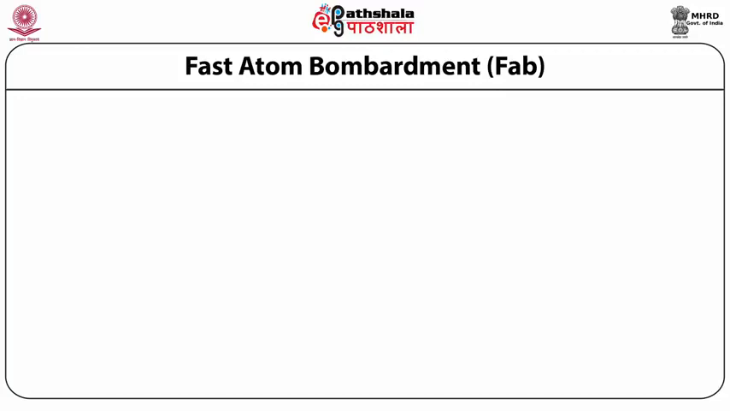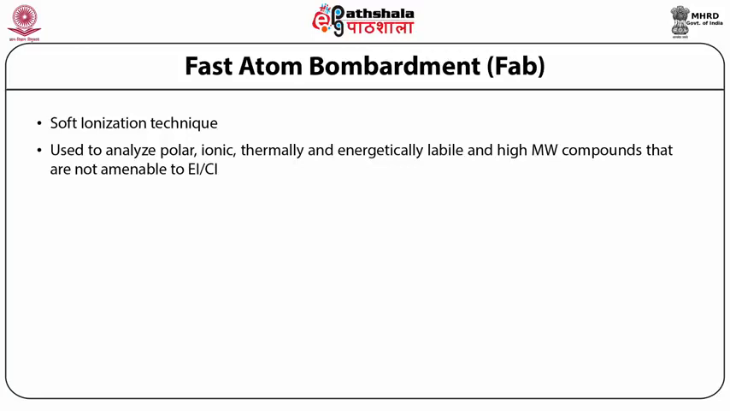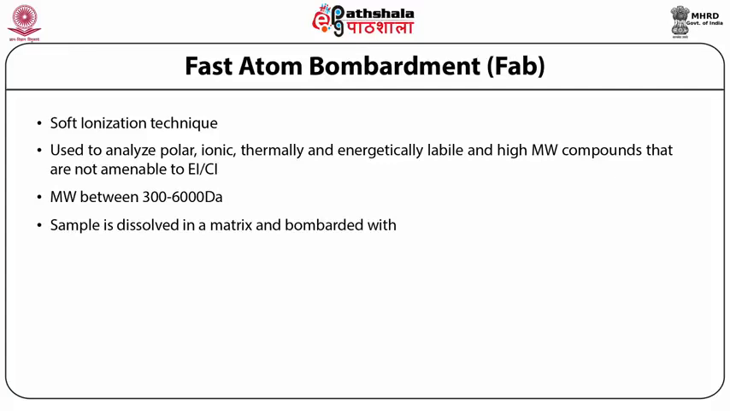Coming to the fast atom bombardment ionization, it's again a soft ionization technique. It is used to analyze polar, ionic, thermally and energetically labile and high molecular weight compounds that are not amenable to electron ionization or chemical ionization processes. Generally, molecular weights between 300 and 6000 Daltons can be analyzed by a FAB ionization source. The sample is dissolved in a matrix and bombarded with argon or xenon atoms at 8 to 15 kiloelectron volts, or fast moving ions such as cesium ions up to 35 kiloelectron volts.